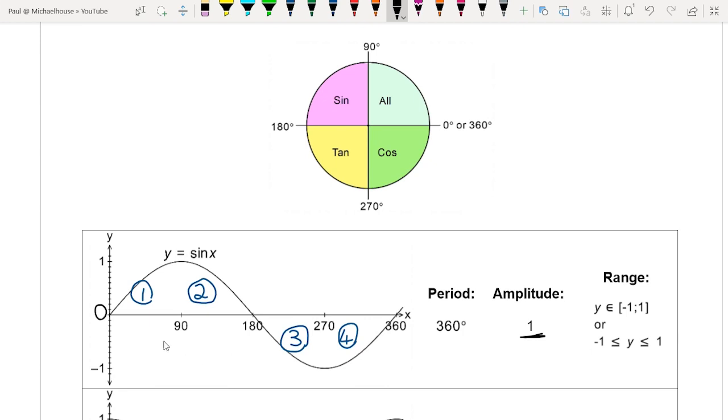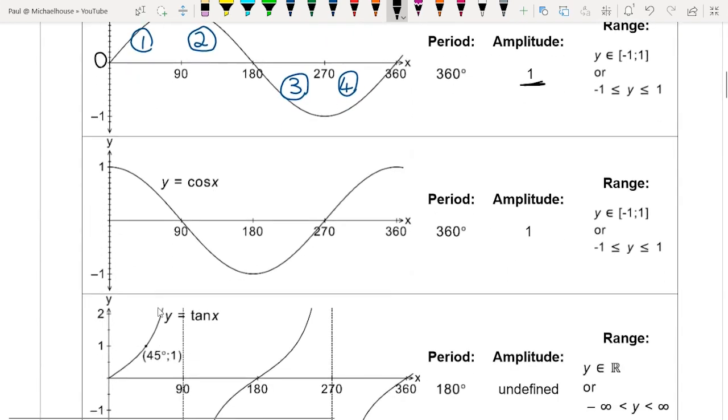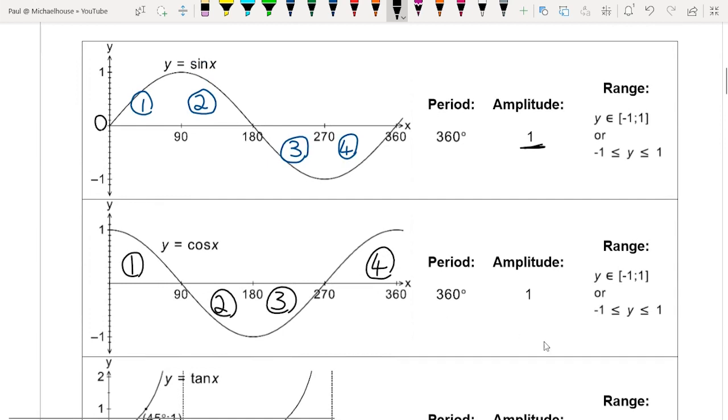Let's look at a cos graph. Remember cos is positive in quadrant 1, negative in quadrant 2, negative in quadrant 3, and positive in quadrant 4. If we look at this cos graph and the sine graph, we'll see that they're incredibly similar, and there's a very good reason for this, which we'll get into shortly. The cos graph also has a period of 360 degrees, an amplitude of 1 and a range of minus 1 to 1.